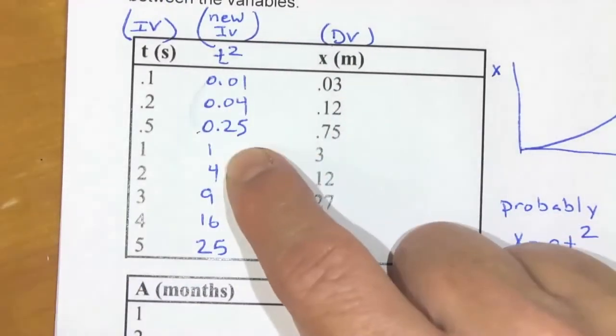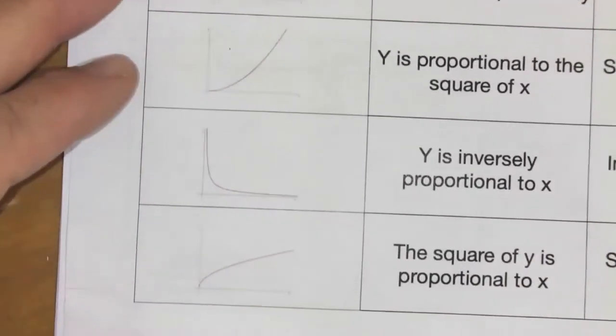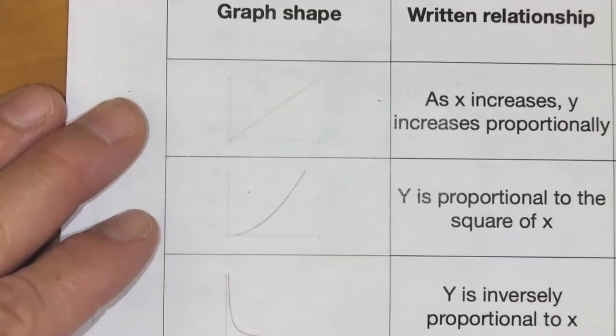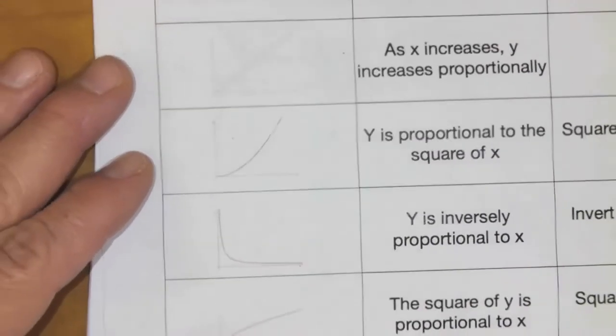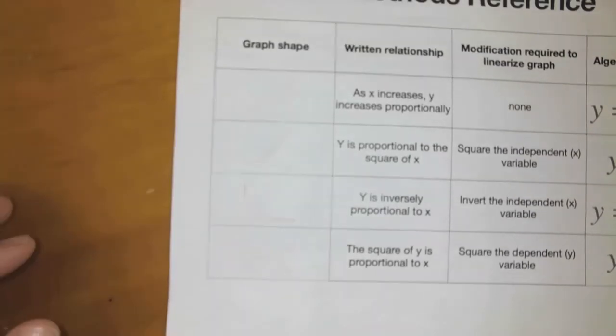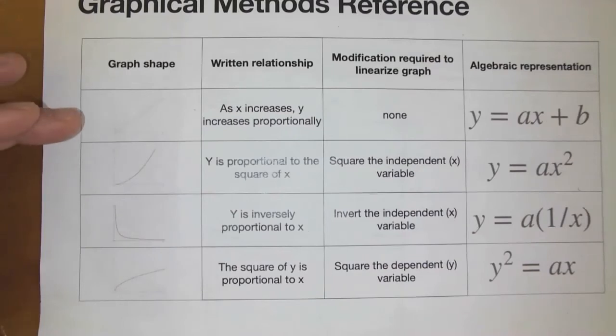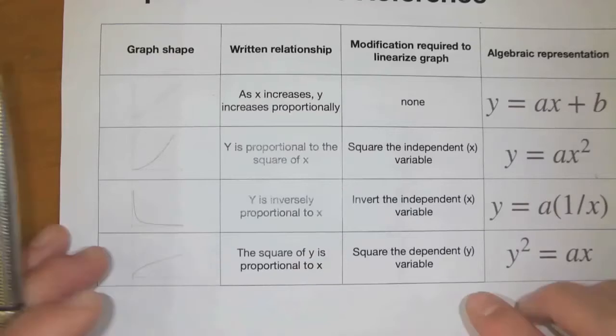I knew to square this column because I was able to classify the original shape as one of these four. Now that kind of presupposes me giving you this information. And in this class, if we ever see a relationship that's not one of these four, I'll add it to the data table for you.